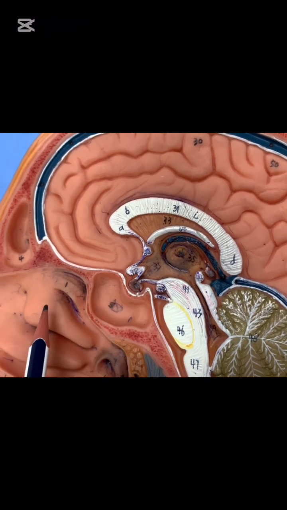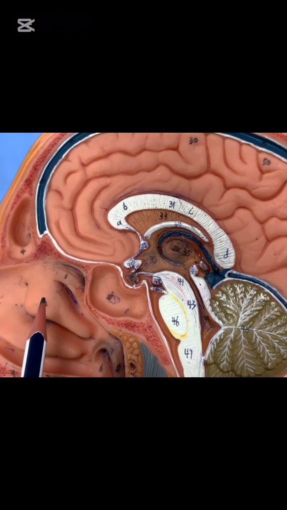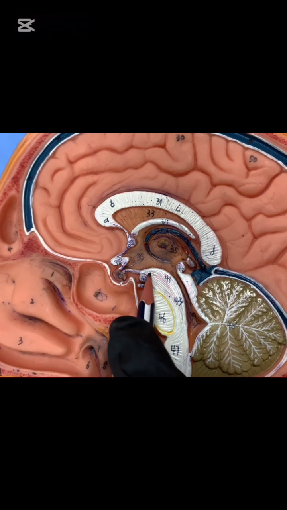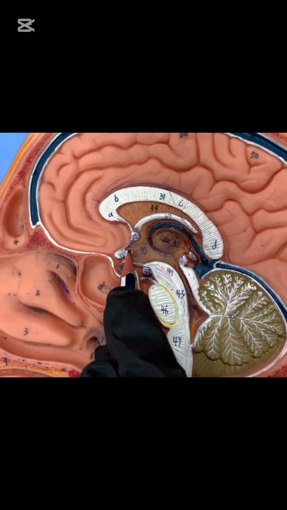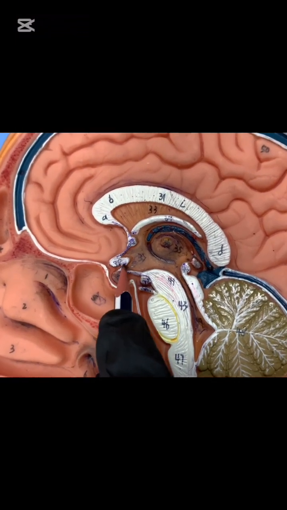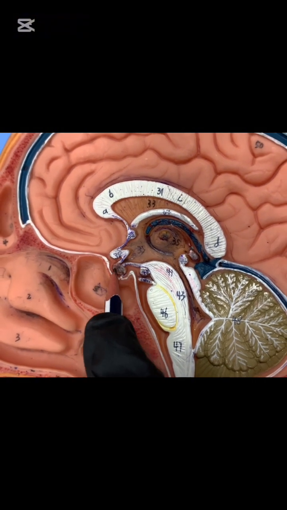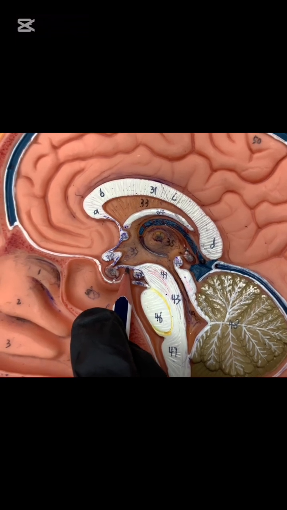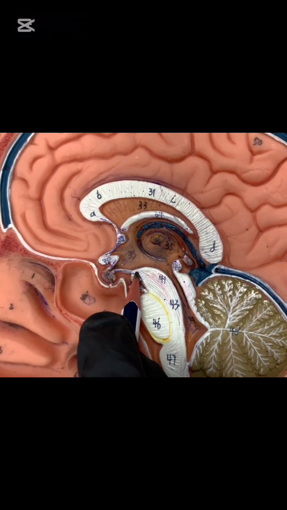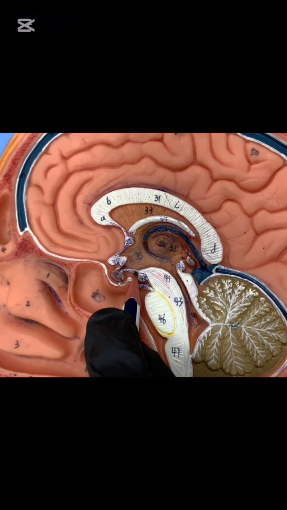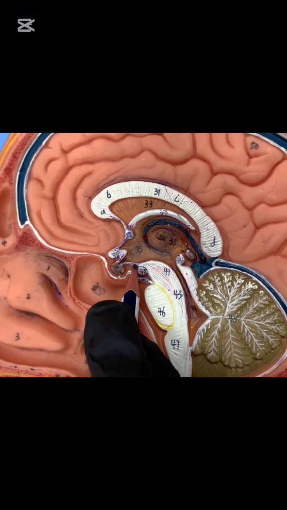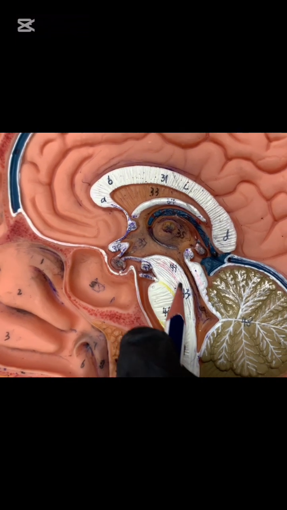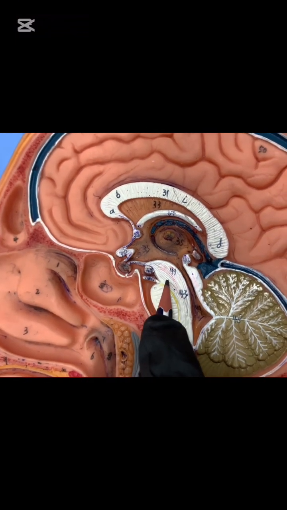And the inferior surface, which is also called the floor, consists of the optic chiasma, the infundibulum connected to the pituitary gland, the pituitary stalk, and we also have the tuber cinereum. This is the tuber cinereum, and then we have the mammillary body. This is the mammillary body, and this is the tegmentum, part of the midbrain.